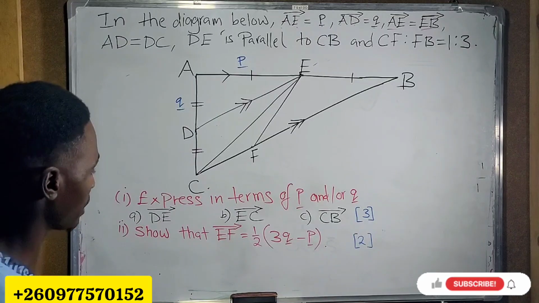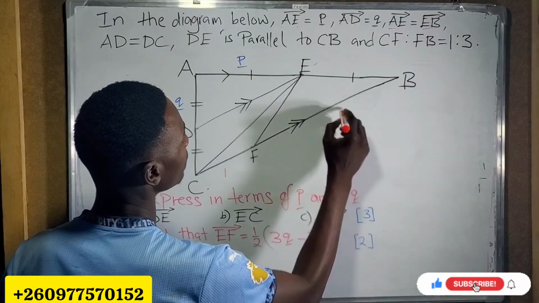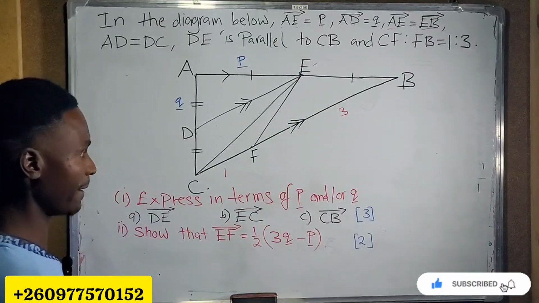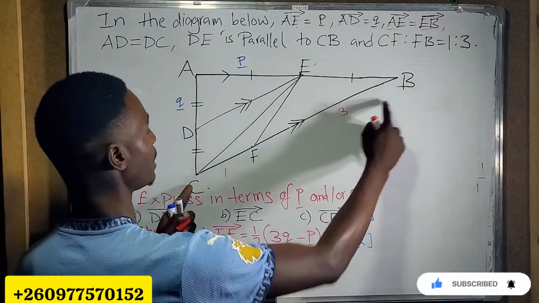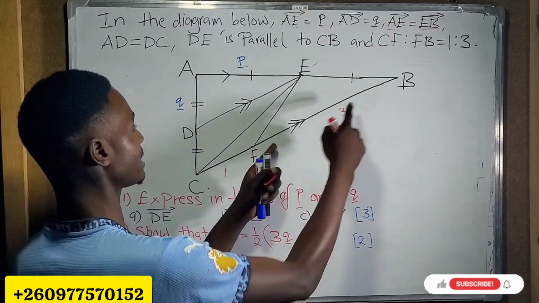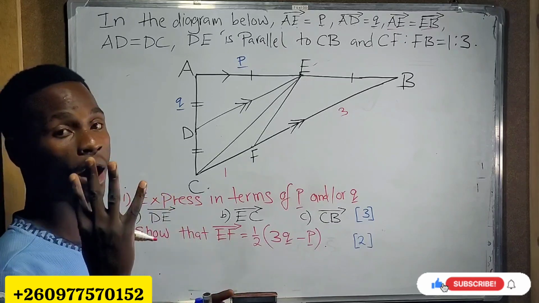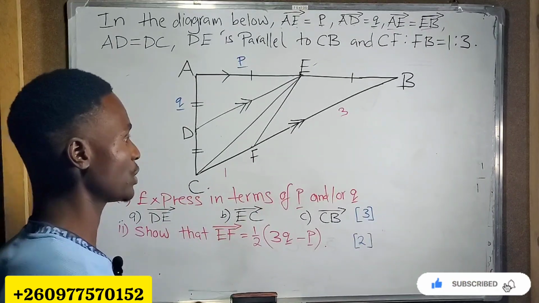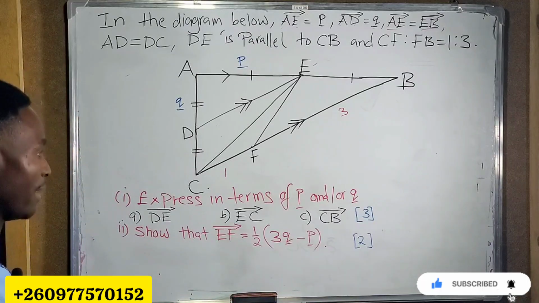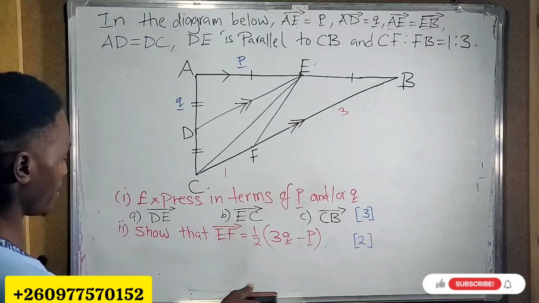Let me just explain this to you so that you understand. Here is 1, here is 3. So the total distance from C to B is 4. When you add 1 plus 3, it's 4. It's divided into 4 segments, not just the distance, but 4 segments. So I'm going to show you how to use those ratios. So let's solve the question.